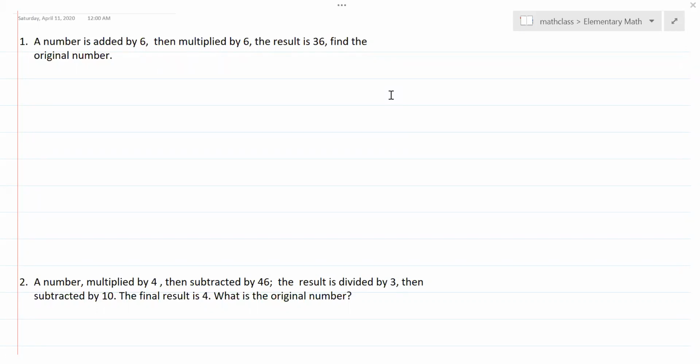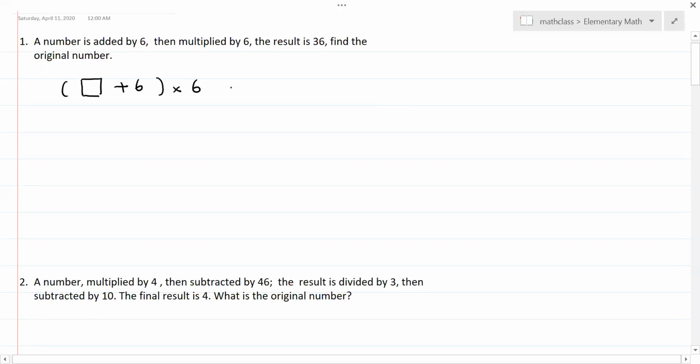Okay, so you know that a number is added by 6, then multiplied by 6, and the result is 36. So find the original number. How do I solve this problem? In this case, you may write down the statement completely. Some number, I'll call it a square, I don't want to use x, plus 6, then multiplied by another 6, so the result is 36.